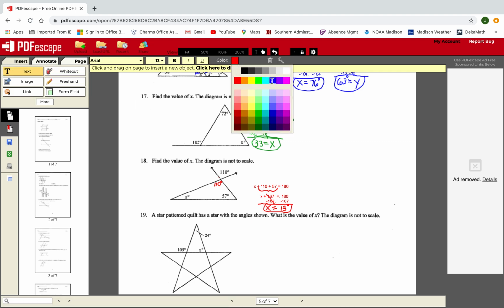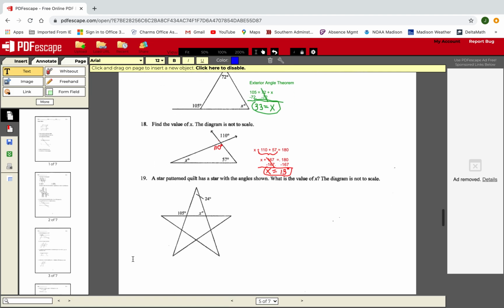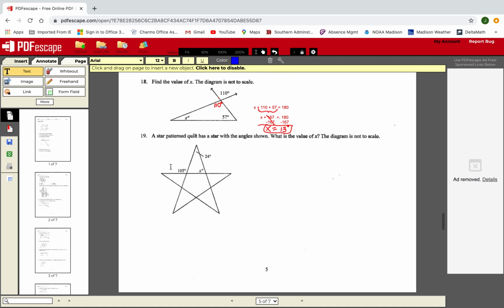All right. Okay, so looking at the star, we have a star patterned quilt. A star patterned quilt has a star with the angles shown. What is the value of x? Oh, look at this. We really don't need to worry about the star. The only thing we need to worry about here is this triangle and this exterior angle here.